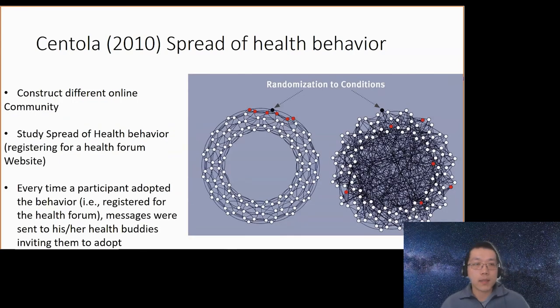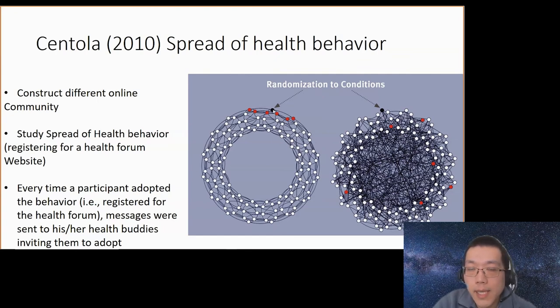So Centola actually conducted this experiment. He constructed different online communities: two networks, and he randomized people into one of these two networks. The behavior he was interested in is a health behavior, which is registering for a health forum website. Every time a participant adopted the behavior, meaning registered for the health forum, a message would be sent to his or her health buddies inviting them to adopt.